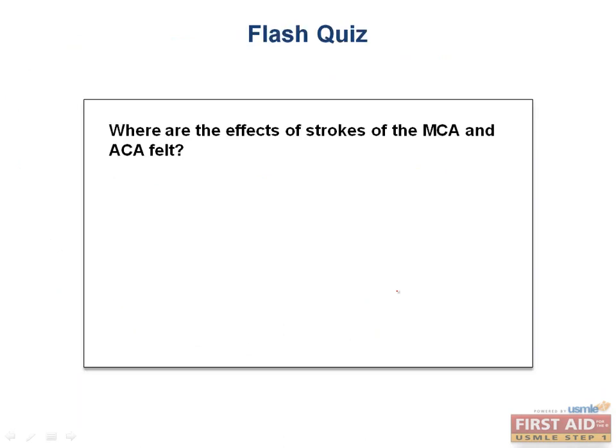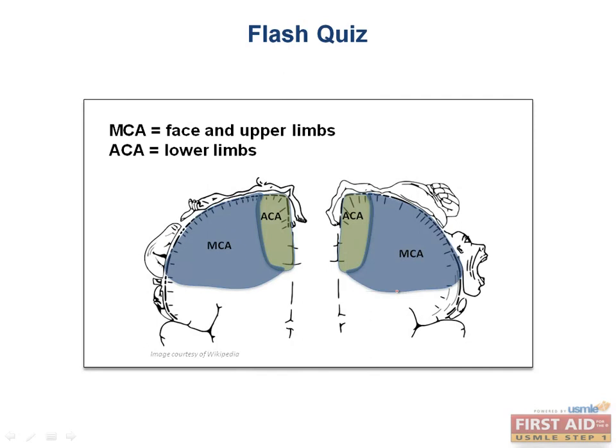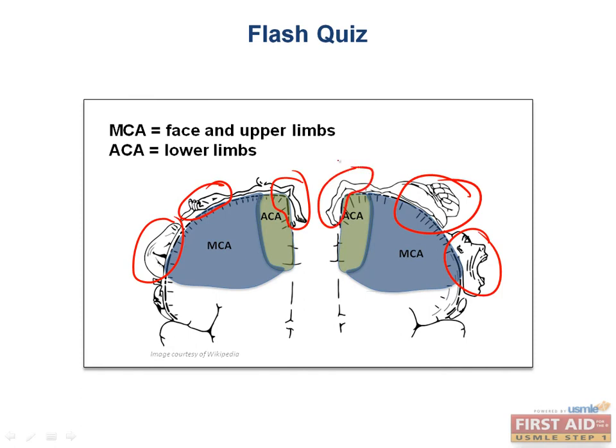Alright people, time for a flash quiz. Where are the effects of strokes of the MCA and the ACA felt? This leads us right back to our homunculus. An MCA would impair the face and upper limbs, while the ACA impairs the lower limbs.